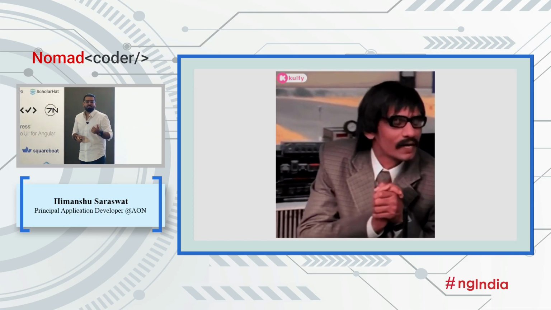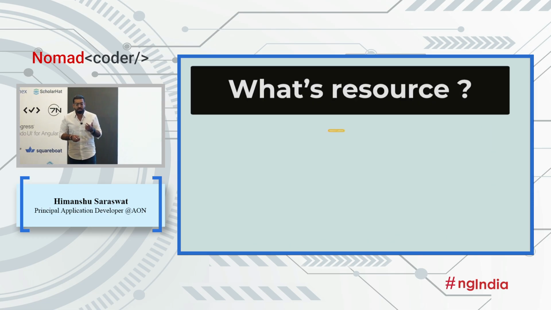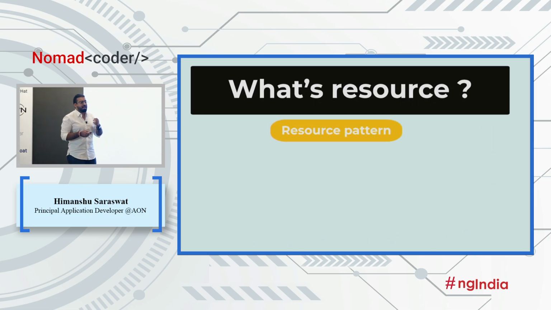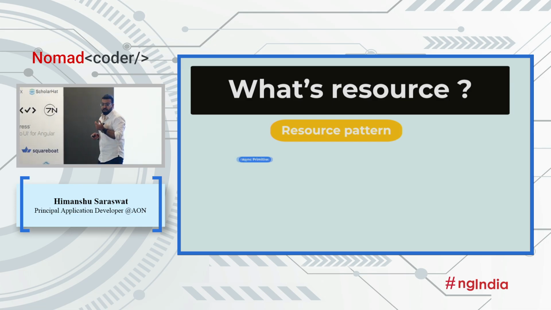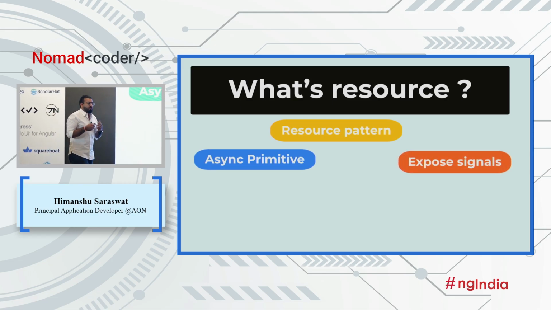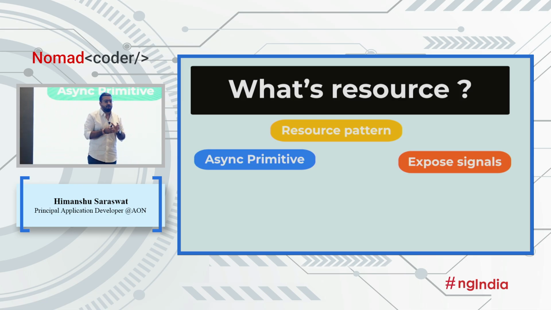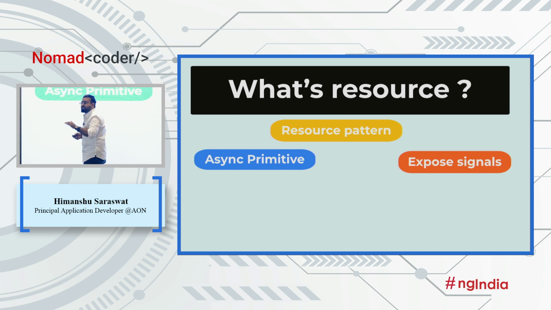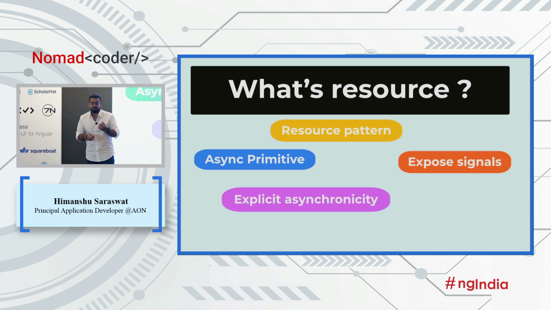So before we delve into the httpResource API, let's try to understand what a resource is. A resource is basically a pattern. If you see the resource RFC, you must have come across two patterns, which are the resource pattern and the suspense pattern, right? It's an async primitive that has been given to you. Basically, all the HTTP statuses, whatever the current status of your HTTP request is, as well as the final result that it holds, are exposed to you as signals.